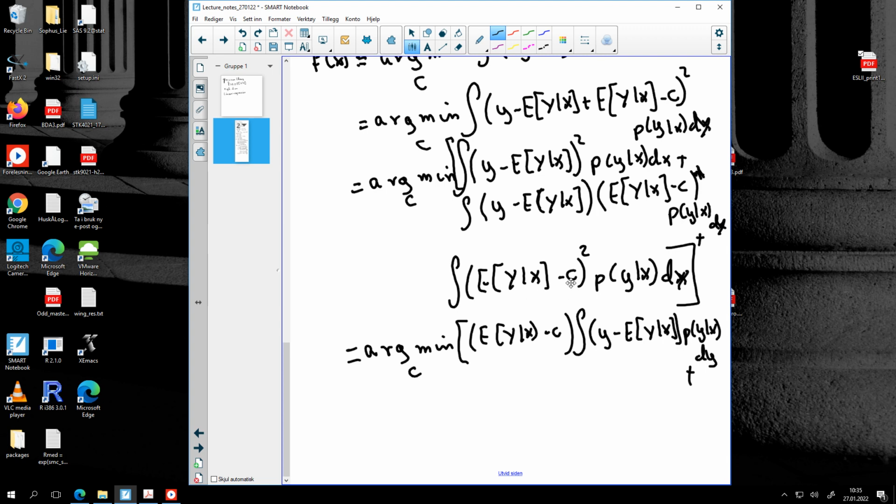And now if we look at this last term, we see still that c is just a constant. The expectation of y is now also just a constant given x, so that we also can put outside the integral. So that's the expectation of y given x minus c squared times the integral of p of y given x dy.